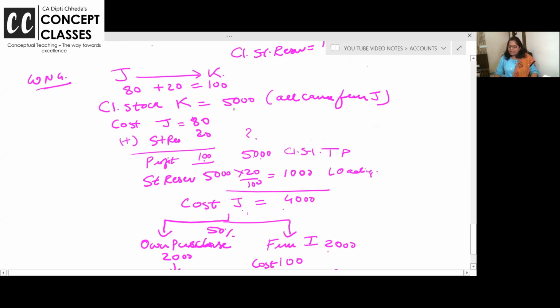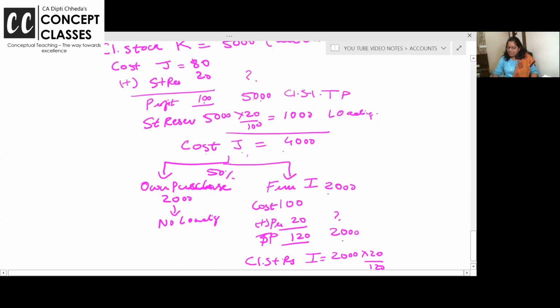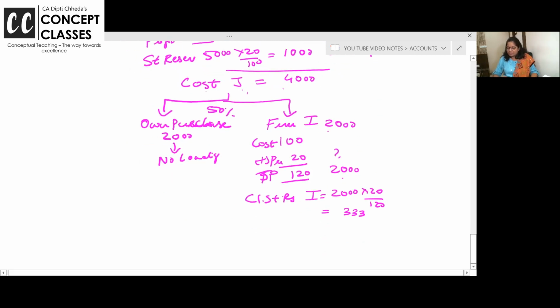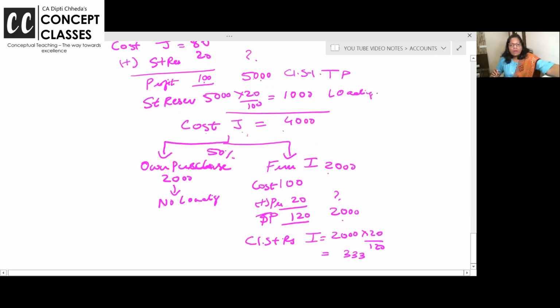J to K. 5,000 goods is the closing stock of K. In that, 1,000 is the loading of J, because it's 20% on the transfer price, and cost is 4,000. In that, 2,000 here, 2,000 here. Write this. And 2,000 is my own purchase.